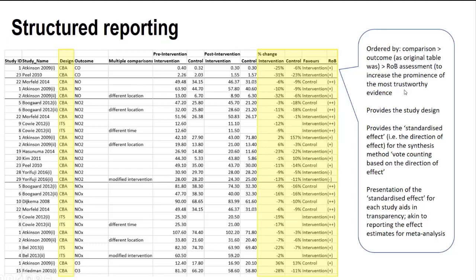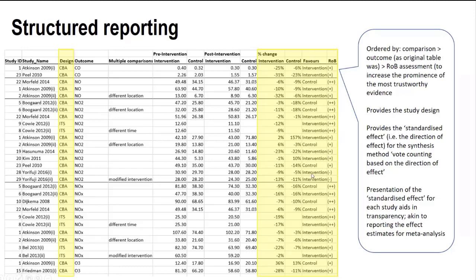the most trustworthy evidence. So say, for example, we look at the NO2 here, we can see that the studies which are at least risk of bias, and they're using not the Cochrane risk of bias tool here, you can see that they are highlighted as the first studies that you view when you're looking at this particular comparison and outcome. We've also included the study design here, so the methodological features that might potentially compromise your trust in the findings. And we've provided the standardized effect.